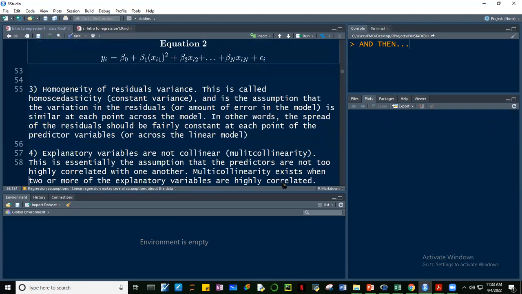Number 3, guys. Homogeneity of residuals variance. When we come up with a model, guys, a mathematical equation where we describe the relationship between your dependent variable y and your independent variable x, there are values of x1, x2, x3, up to xn. For a particular observation, you have a value of y and values of x1 up to xn. If we compute the value of y using the equation, we will get a predicted value. When we compare the predicted value to the actual value, the difference is what we call residual.